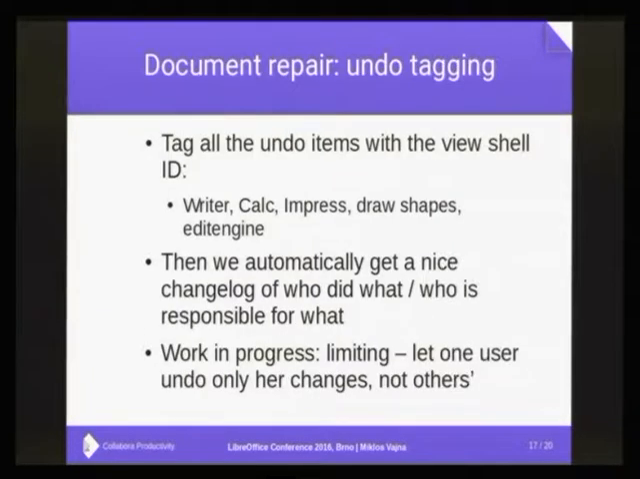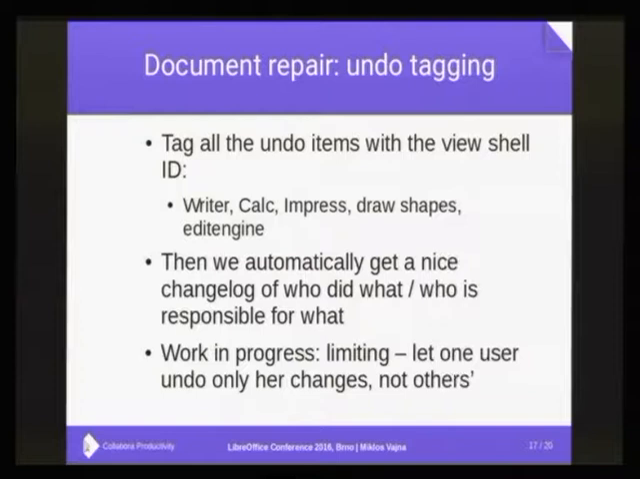As mentioned previously, one feature that required quite some work was to tag each and every undo item with these view IDs, so that we know who did what when you list the undo stack. That meant there is some common Writer code, and there you can get what the actual active window is.